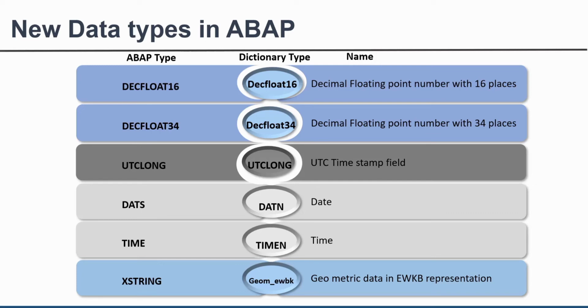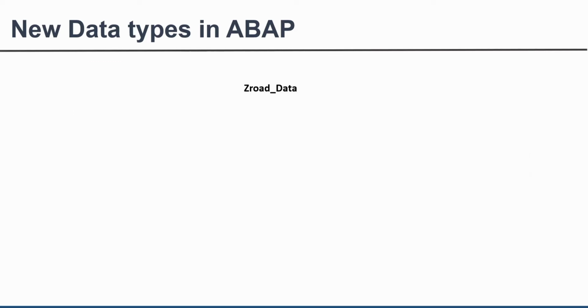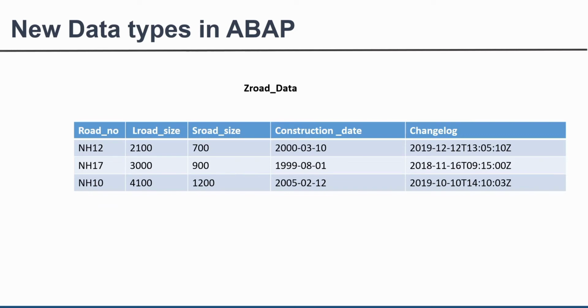And in HANA also you have EWKB data type, or you have EWKB representation in HANA. For that SAP has introduced GEOM_EWKB data type in ABAP, which will help you to represent geographic data in ABAP, which is already there in HANA data type. So this is what is a new addition for ABAPers. These are the new data types which are introduced by SAP to map corresponding HANA data types into ABAP data type. So the question is how you use these data types.